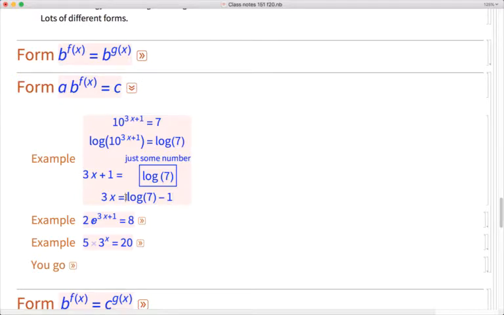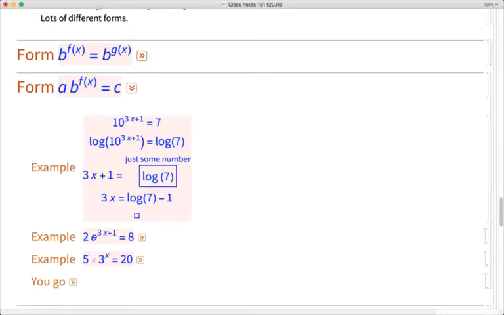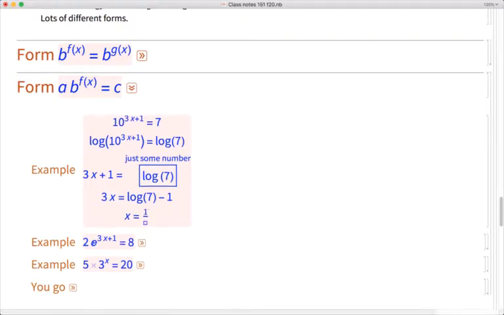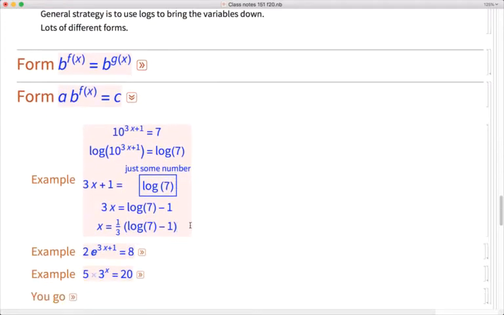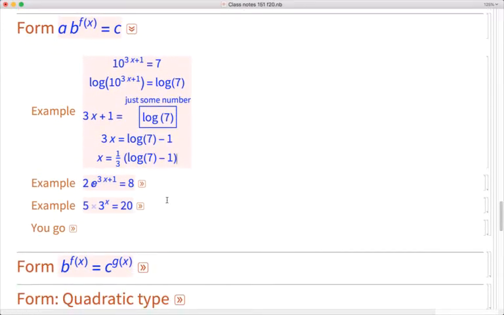Again, this is just some complicated looking number here, but our last step is simply going to be to divide through by 3. We'll need a set of parentheses now. This is log 7 minus 1, all divided by 3. Right, just some number on the right-hand side. Okay. Here's another equation, the same form.